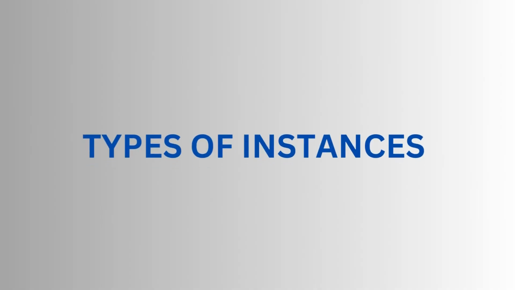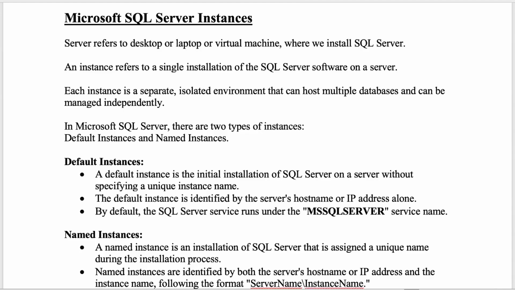Microsoft SQL Server instances. Server refers to a desktop or a laptop or a virtual machine where we install SQL Server. An instance refers to a single installation of SQL Server on a server. Each instance is a separate, isolated environment that can host multiple databases and can be managed independently. In Microsoft SQL Server, there are two types of instances: the default instance and the named instance.